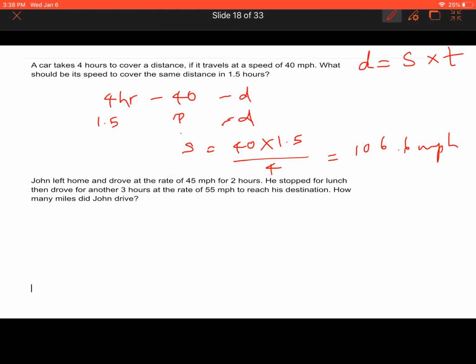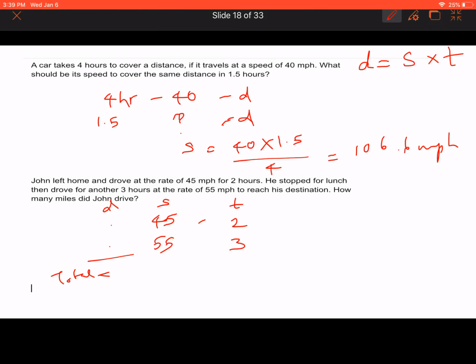Okay. Next, John left home and drove at the rate of 45 miles per hour for 2 hours, and he stopped for lunch. Then he drove for another 3 hours at the rate of 55 miles per hour to reach his destination. How many miles did John drive? Okay, so they're asking for the total distance he traveled before and after lunch. So we have to find the distance before lunch and after lunch, then add them, and that's going to be the answer.